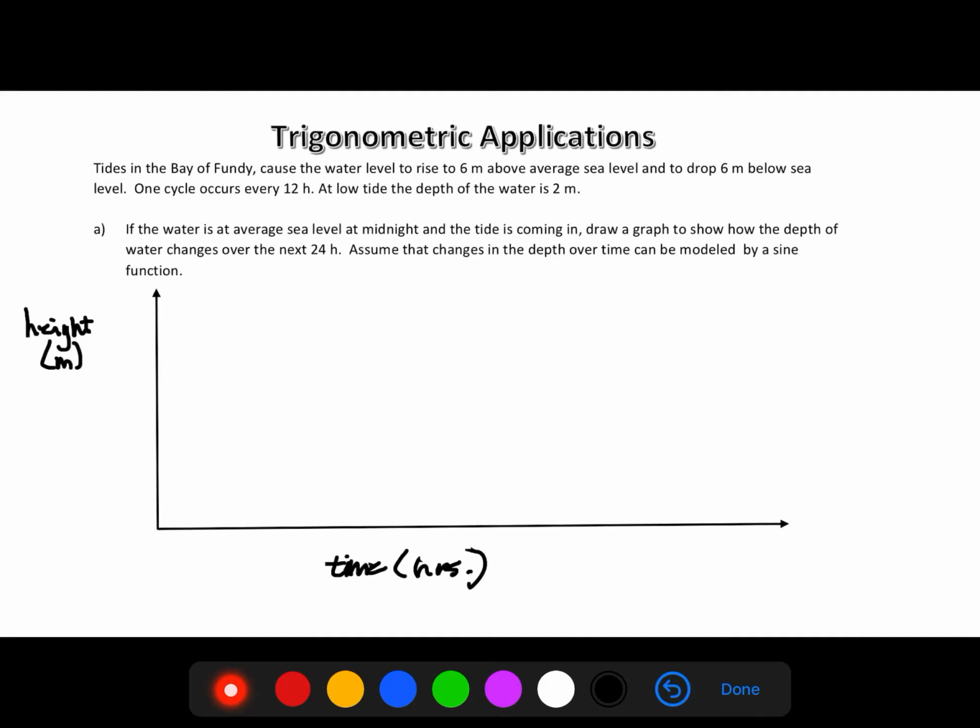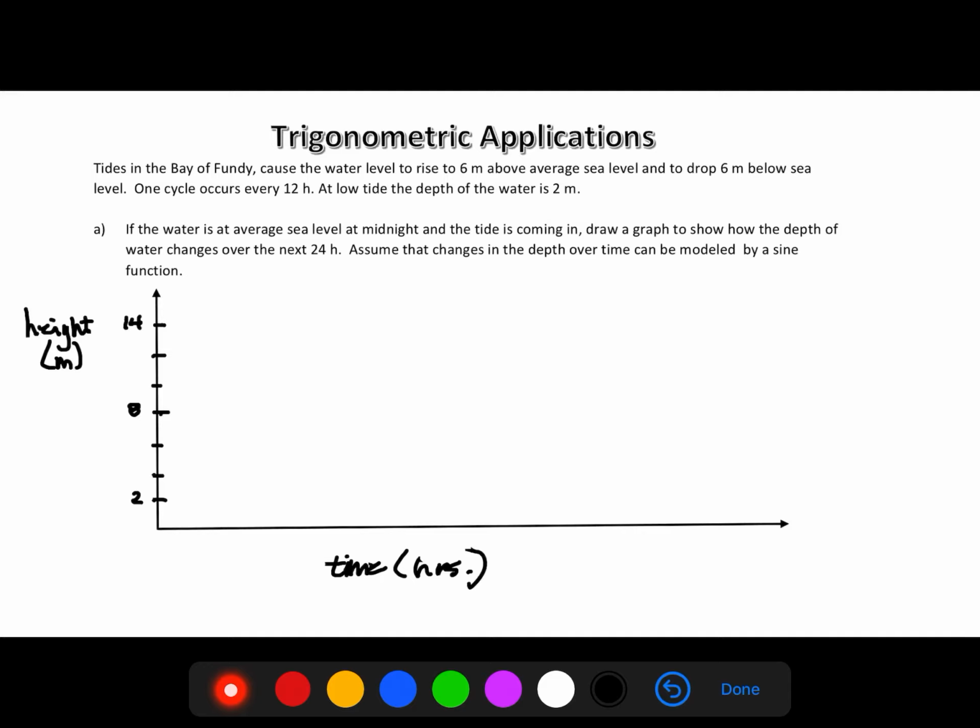Time is going on the bottom in hours, and on our vertical axis, we're going to have our height in meters. So at our low tide, the depth of the water is 2 meters. That's the lowest that it can be. And it's going to go up to 4, 6, 8 is our average, and 10, 12, 14 is our maximum, because it's still 2 meters high at the lowest.